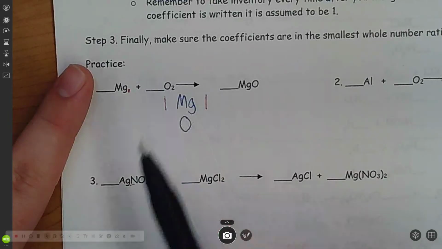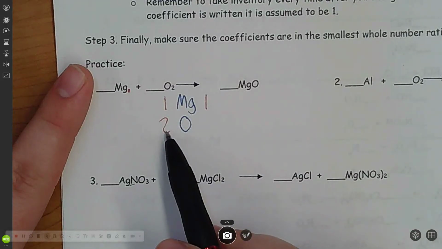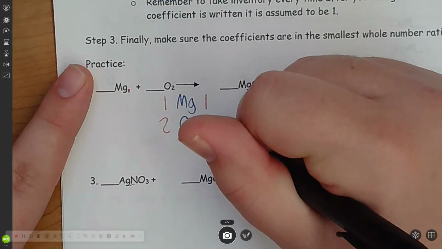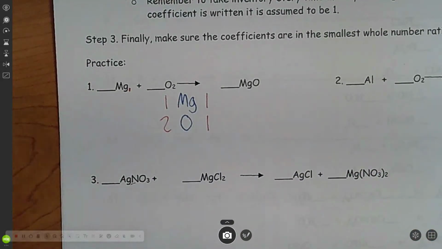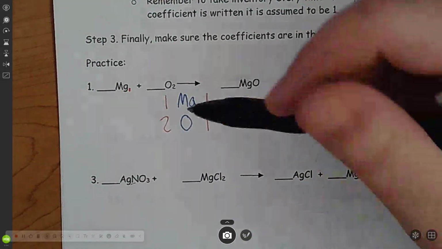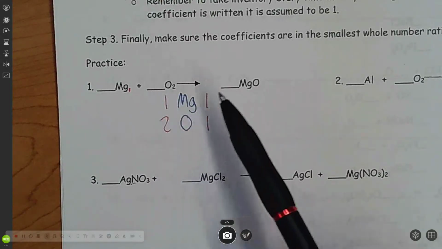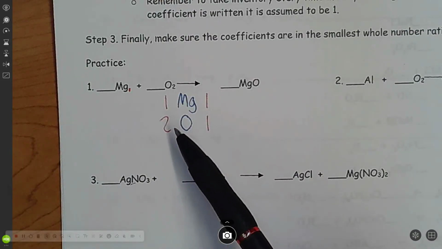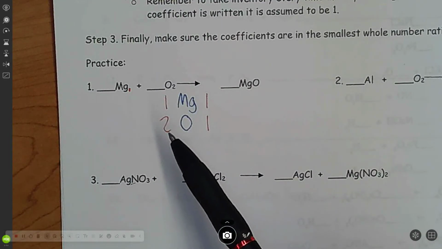Oxygen on the left has 2, because it's got the subscript 2. So on the left side of that, I'm going to write a 2. And on the right side, it's got 1. So we're going to put a 1 there. Okay. So we've accounted for all of the atoms that are in our equation. And if we look, Mg looks nice. It's balanced. It's got the same number on the left and right. So Mg is all good. But oxygen is not. Oxygen only has 1 on the right side when it has 2 on the left side. So we need to figure out how to balance this.